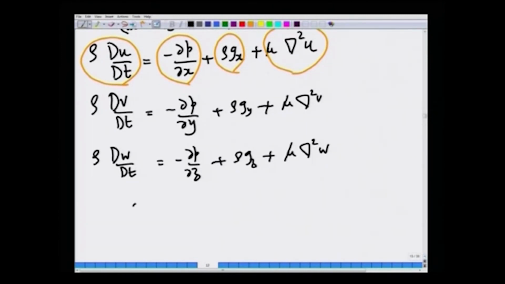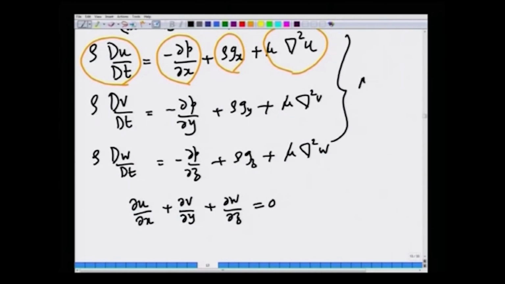Of course, you also have the mass conservation equation for an incompressible fluid. So, you have the 3 momentum equations plus 1 mass conservation equation, and the number of unknowns are 4. The unknowns are the 3 components of velocity and 1 pressure.